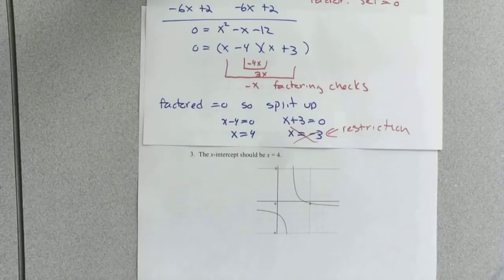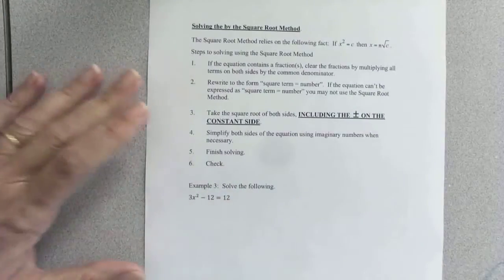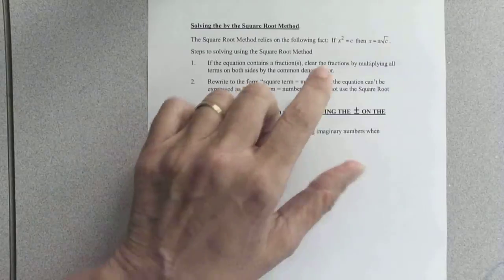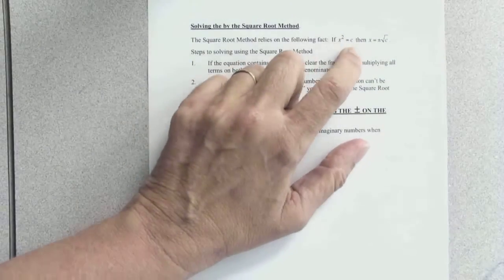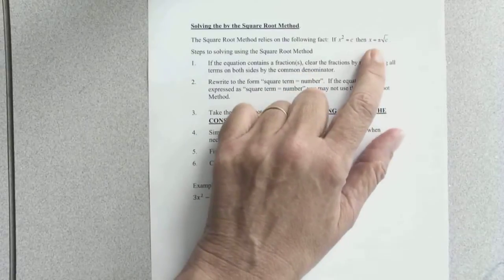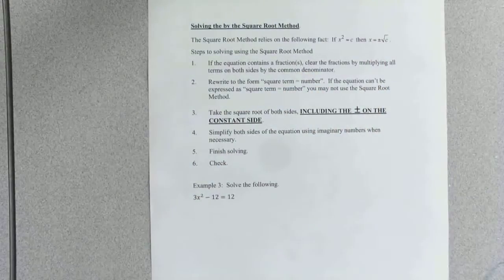Okay, so that was solving by factoring. On to the next method: solving by the square root method. The square root method relies on the following fact. If x squared equals c, then x equals plus or minus the square root of c. And so there's the big thing there: when we take the square root of both sides, you've got to remember to include a plus or minus.